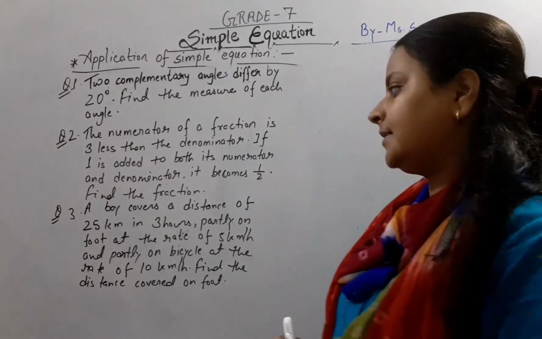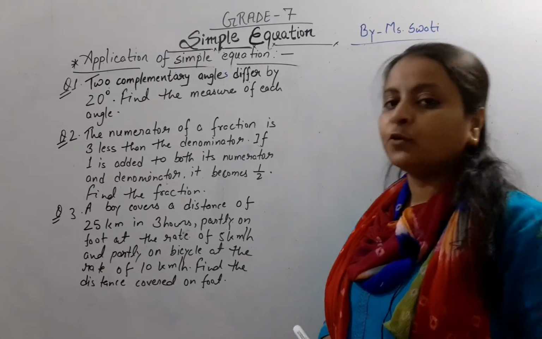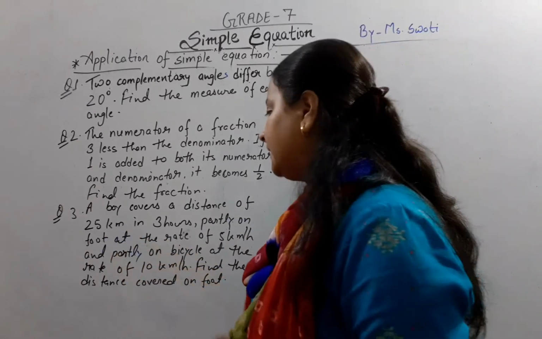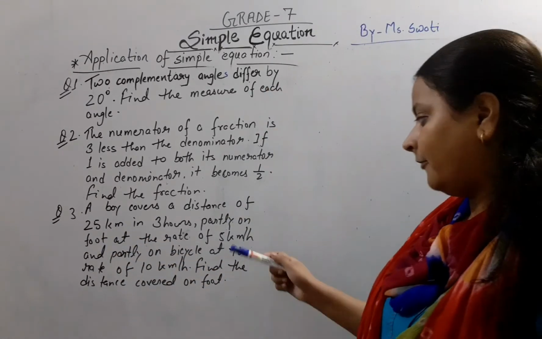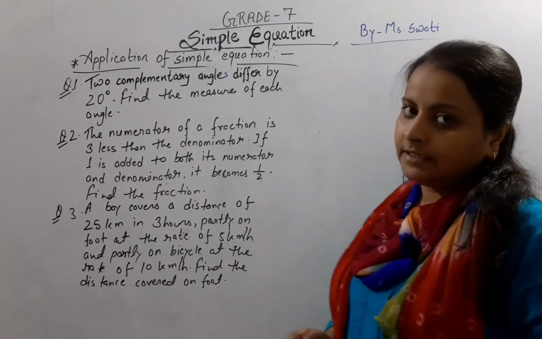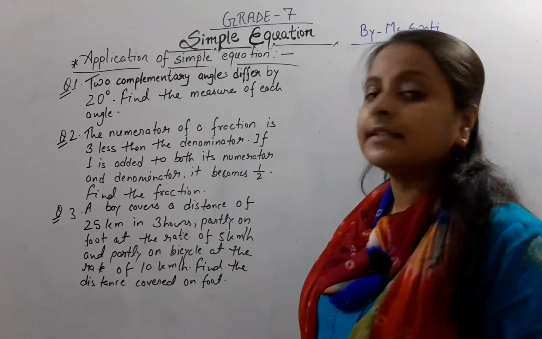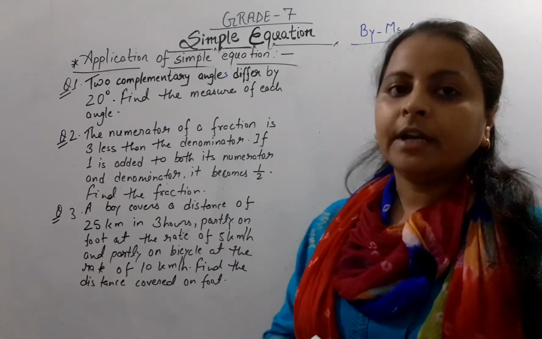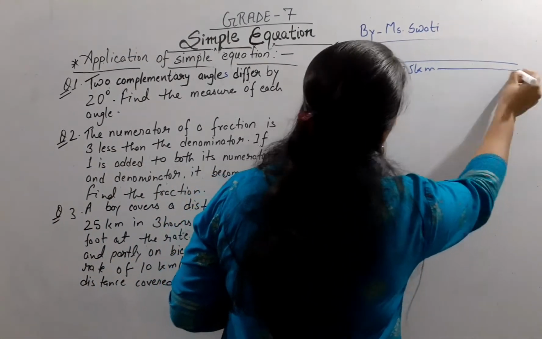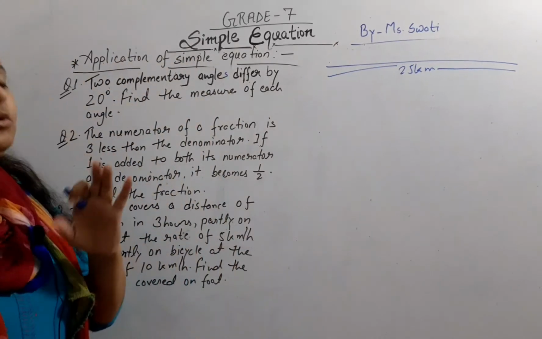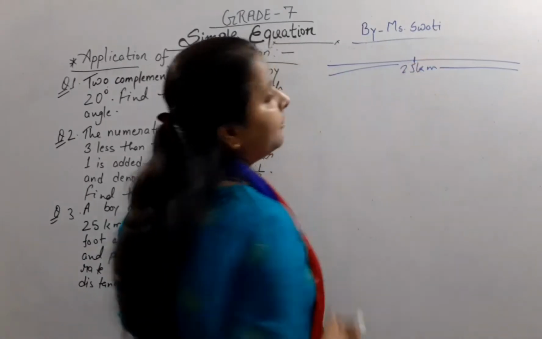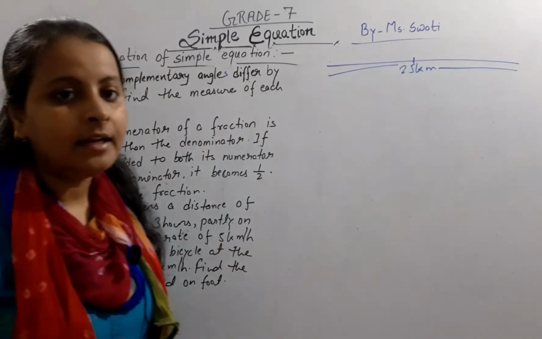The third question is: a boy covers a distance of 25 km in 3 hours, partially on foot at the rate of 5 km per hour and partially on bicycle at the rate of 10 km per hour. Find the distance covered on foot. Student, a boy covers a total of 25 km of distance. Now this 25 km of distance he covered partially by foot and partially by bicycle.